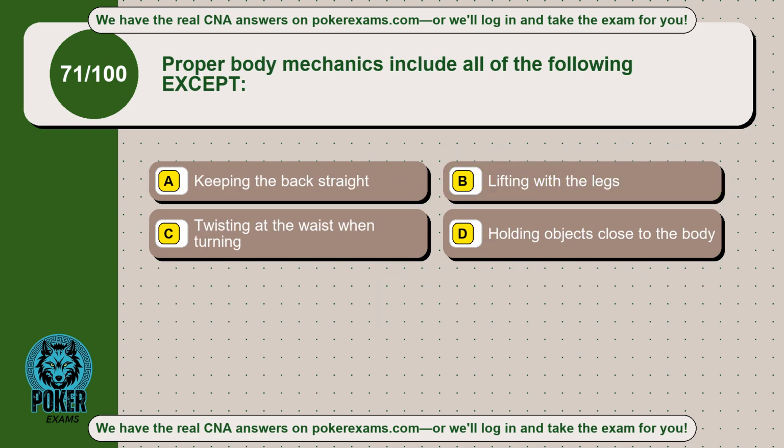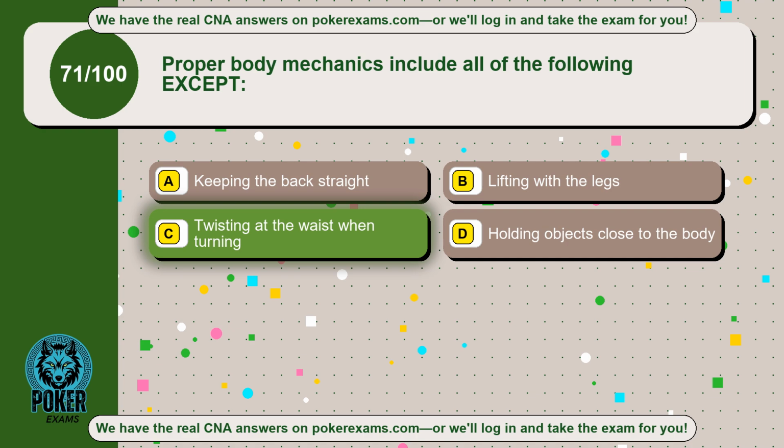Question 71. Proper body mechanics include all of the following except: Option A, keeping the back straight. Option B, lifting with the legs. Option C, twisting at the waist when turning. Option D, holding objects close to the body.